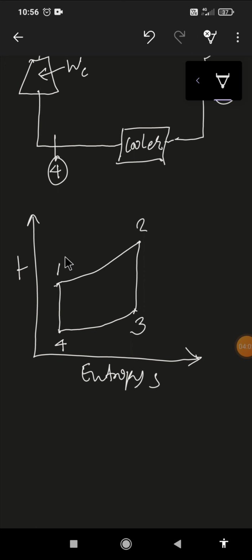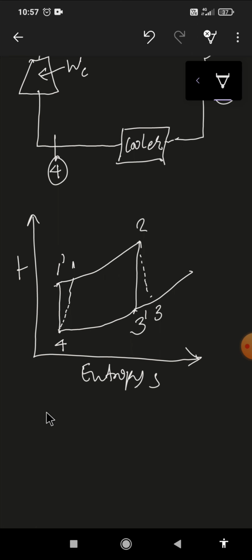So let's give the real cycle. For the ideal cycle, we will rename 1 as 1 dash and 3 as 3 dash. The real cycle will be somewhat different, with 1 here and 3 here. So this will be the real cycle. The overall efficiency of the MHD power cycle is limited by the Carnot efficiency.